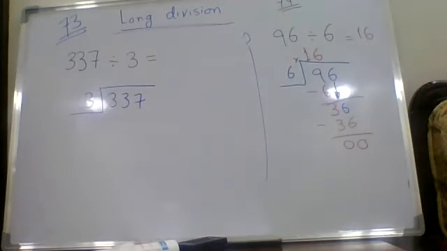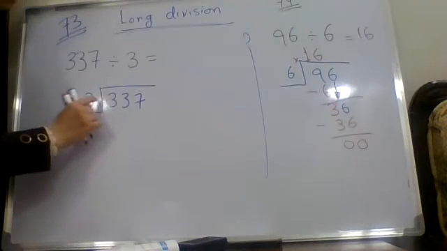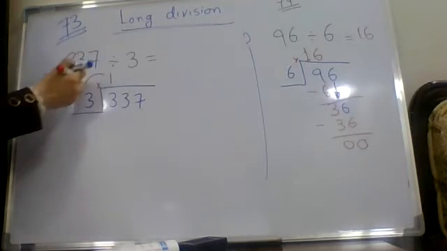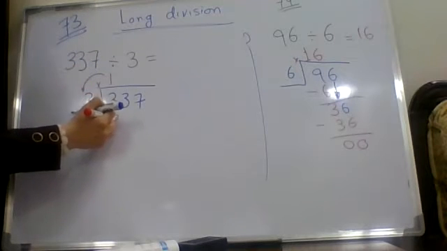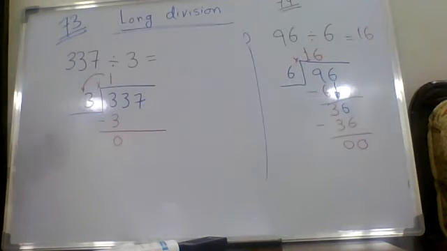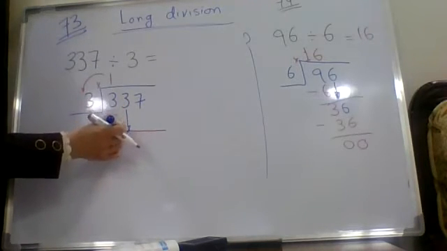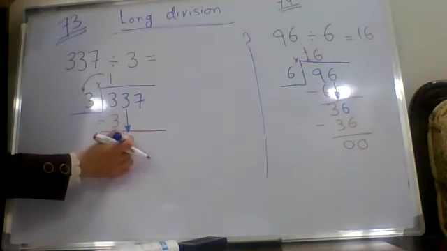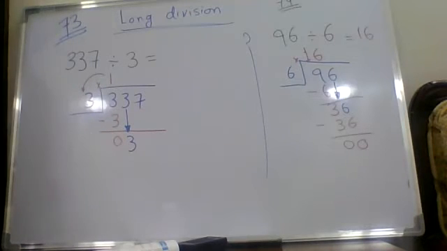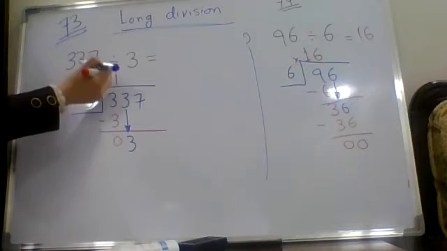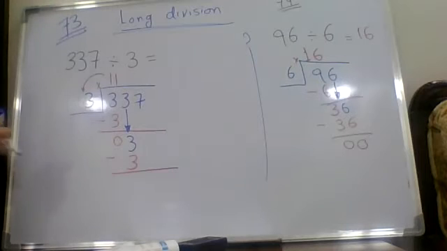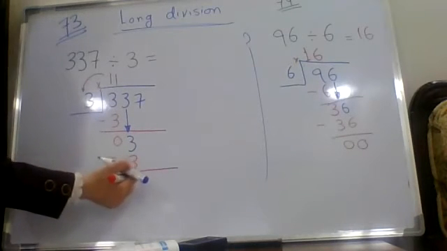The first step is to look at the first number closer to me. How many 3 inside the 3? I have 1. Multiply it down. 1 times 3 equals 3. Subtract it. 3 take away 3 equals 0. Now we will check the next number. Put it down so we can check it. Write down here 3. How many 3 inside this 3? I have only 1. Again, 1 times 3 equals 3. Take away. 3 take away 3 equals 0.